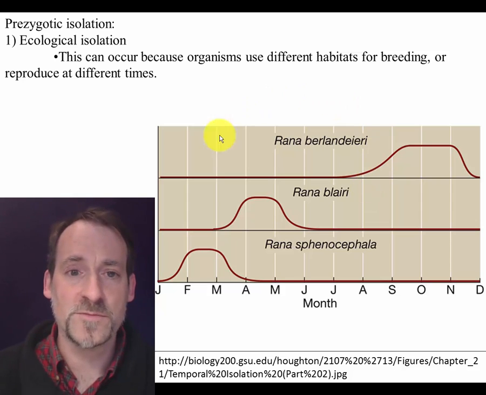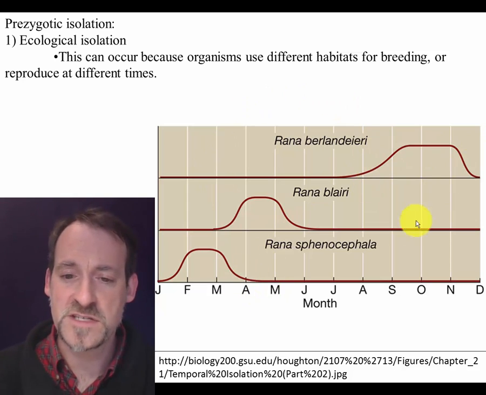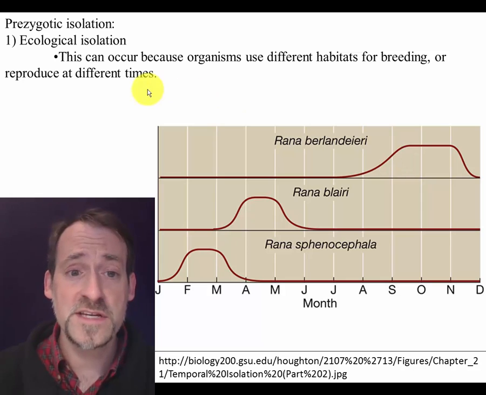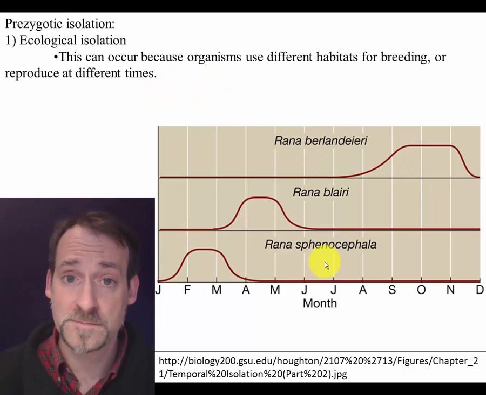Another example might be some frogs. These are three different species of frogs, and you can see here they tend to breed in different months. Perhaps if they all bred at the same time of year, they would be able to exchange genes, but they don't, and so they can't.